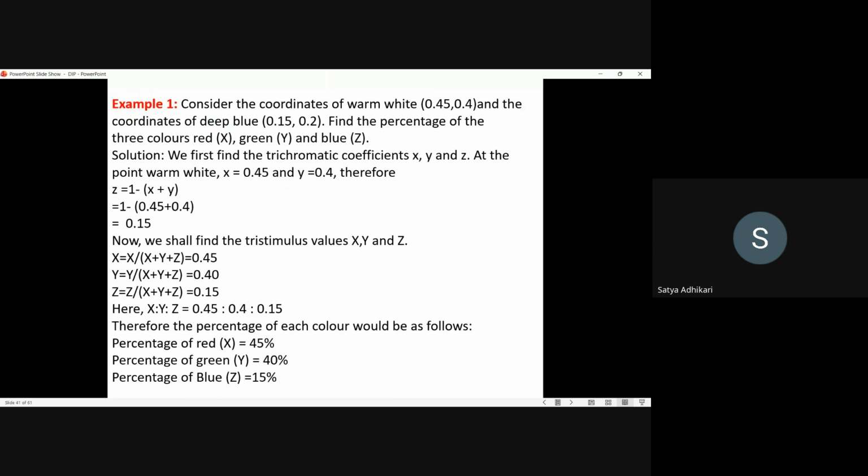So all the values you put, the new value of y is equal to 0 x. So therefore the percentage of each color would be as follows: x equal to 45%, y equal to 40%, and blue equal to 15% in that color.